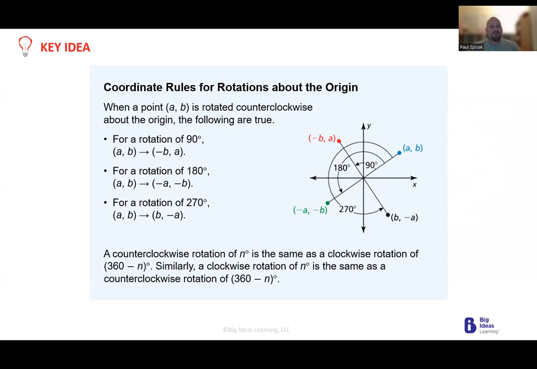And then finally, for a rotation of 270 degrees, you're switching the X and the Y, and the original X value becomes negative. So you can use this rule of thumb when doing any type of rotation of these 3 degrees. Again, if you forget these, you can always draw a diagram.